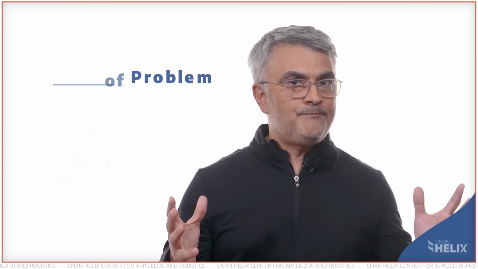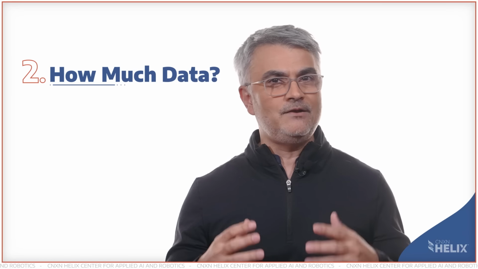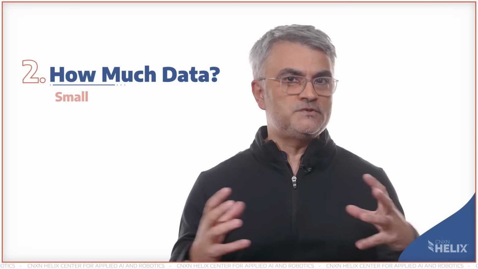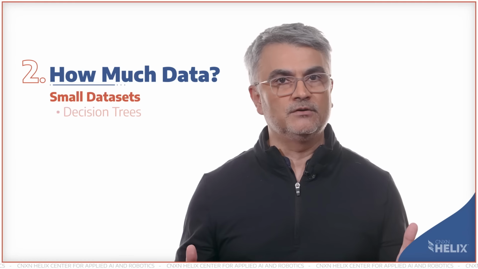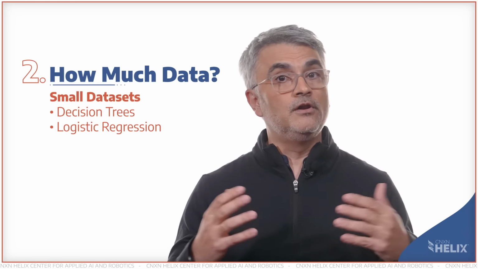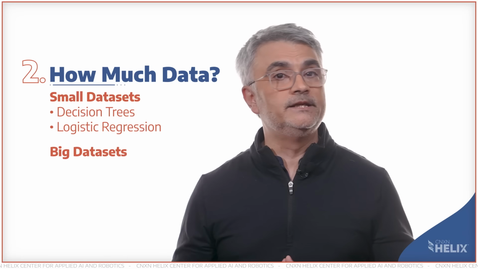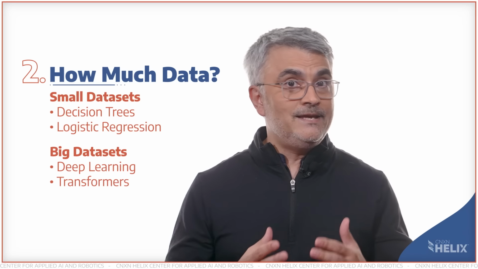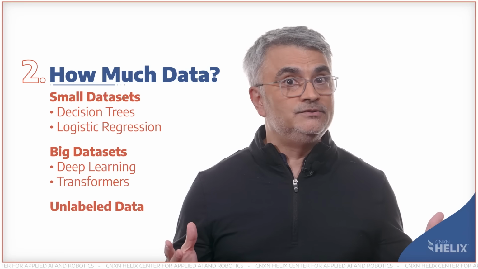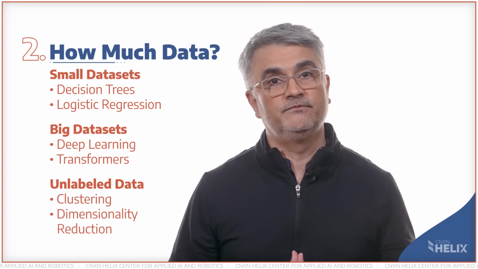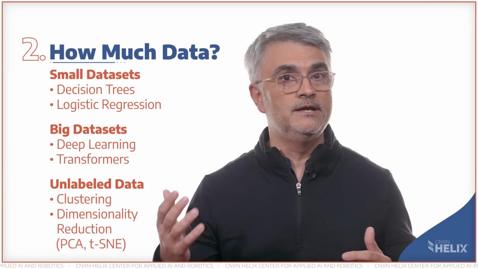Now, once you've gone through that process, you go through what we call the second step, and that is trying to understand how much data you have. If you have small data sets, then go for simpler models like decision trees or logistic regression. If you've got lots of data, now you can certainly unleash deep learning or transformer-based models. If the data is not labeled, then you might need unsupervised learning like clustering or dimensionality reduction. These are PCAs or t-SNEs.